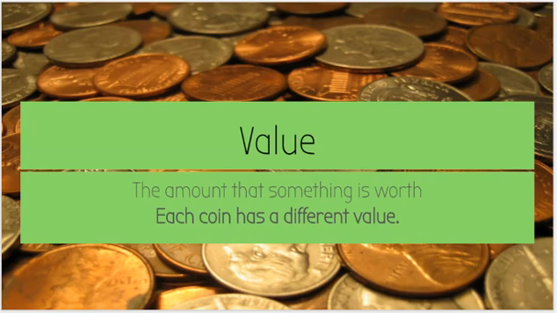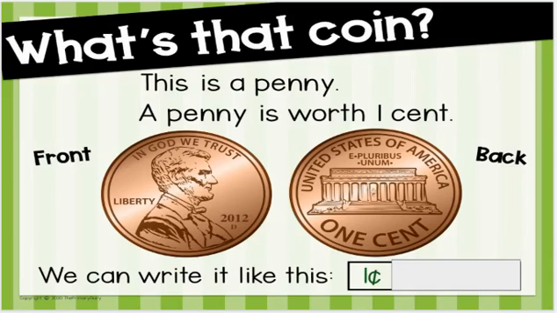So let's go ahead and talk about the different coins. The first one that we're going to learn about is the penny. The penny is worth 1 cent. That means the value of the penny is 1 cent. This is the front of the penny. Does anyone know who that is on the front of the penny? That's right, that's Abraham Lincoln. He was our 16th president of the United States.